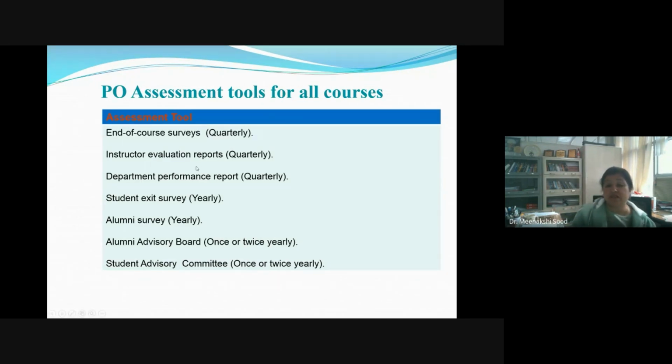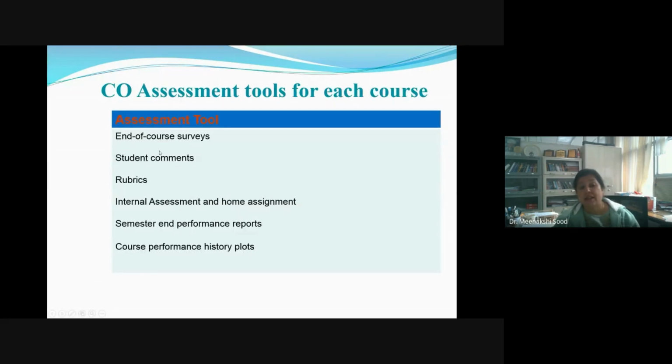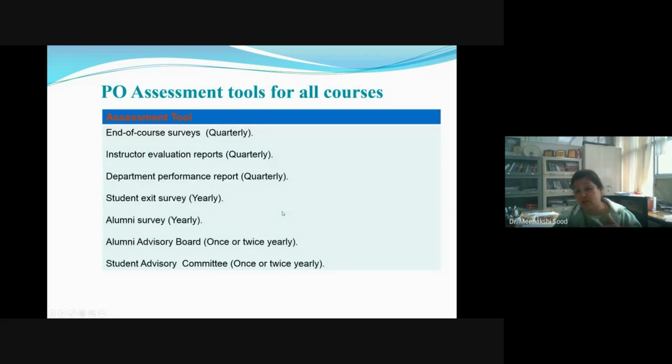Then instruction evaluation reports, marks, department performance, and student survey exit. So that is when the student is just going to leave in the final year. Then the survey, or exit feedback, should be taken by every student. Alumni survey, alumni board, advisory committee, and then the stakeholders also. So different forms you can make and you can collect that information to check.